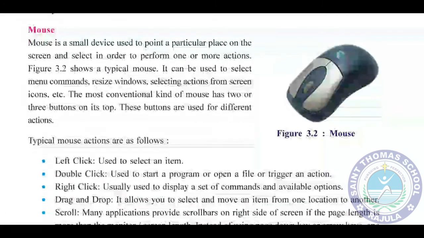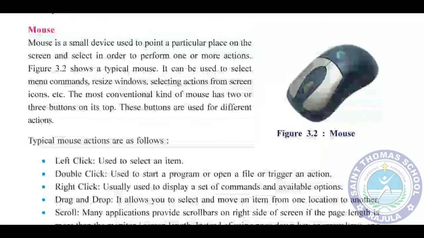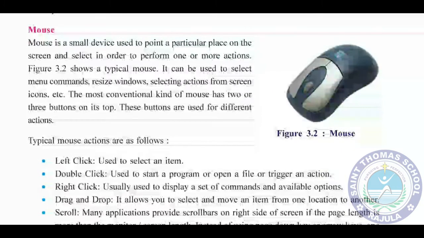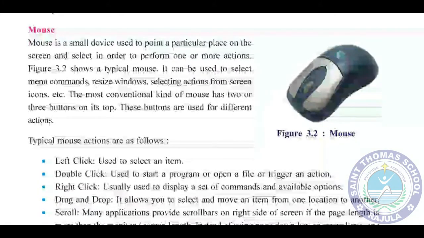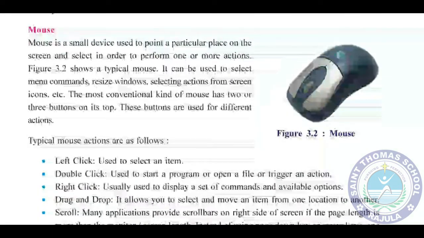First, left click. Left click is used to select any item. First you have to move the arrow. Suppose you want to open Notepad, then you first place your mouse pointer on Notepad, and when you press the left button one time, you can select the Notepad icon. If you want to open the Notepad program, then you have to press the left button 2 times. Like this you can open the Notepad program.